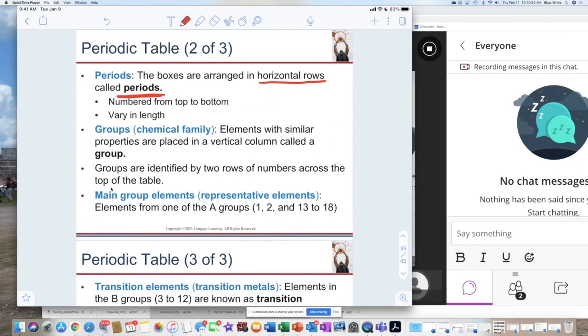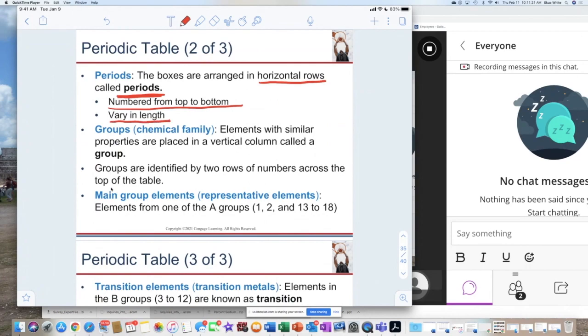You want to make sure you're comfortable, you're not hurting your neck. So you want to recognize those rows. Those rows in the theater are like periods. So you have periods, horizontal rows from left to right. And we want to define these terms because later on we're going to be relating the elements across the period, or across the row. And these are numbered from top to bottom in the periodic table.